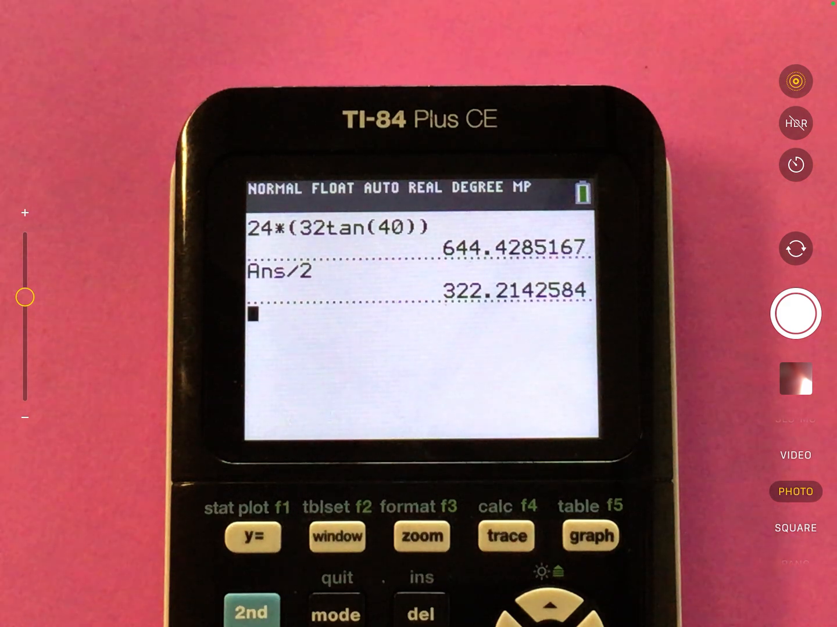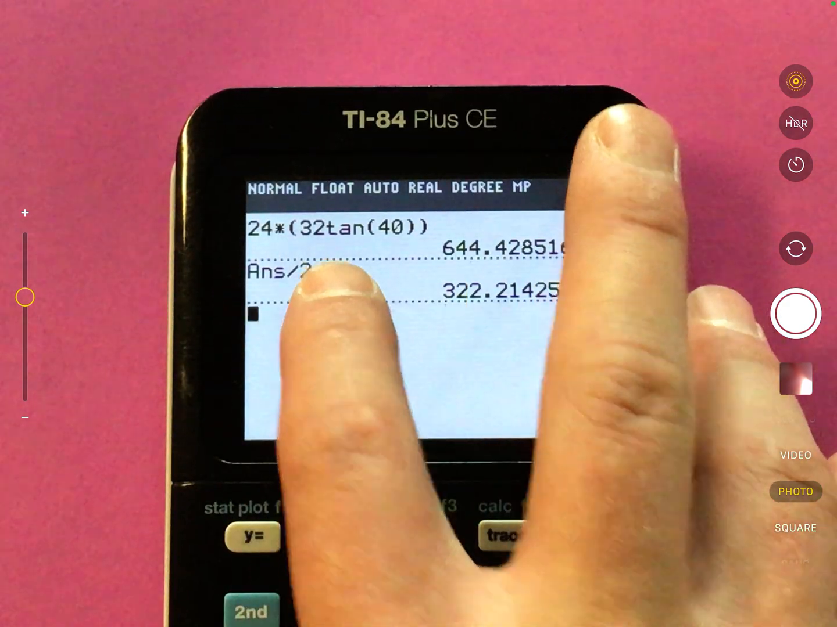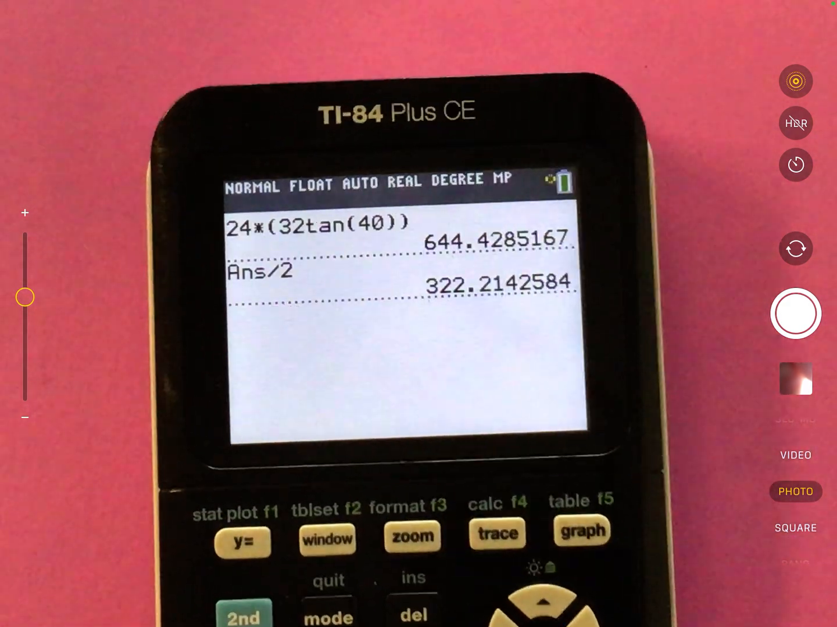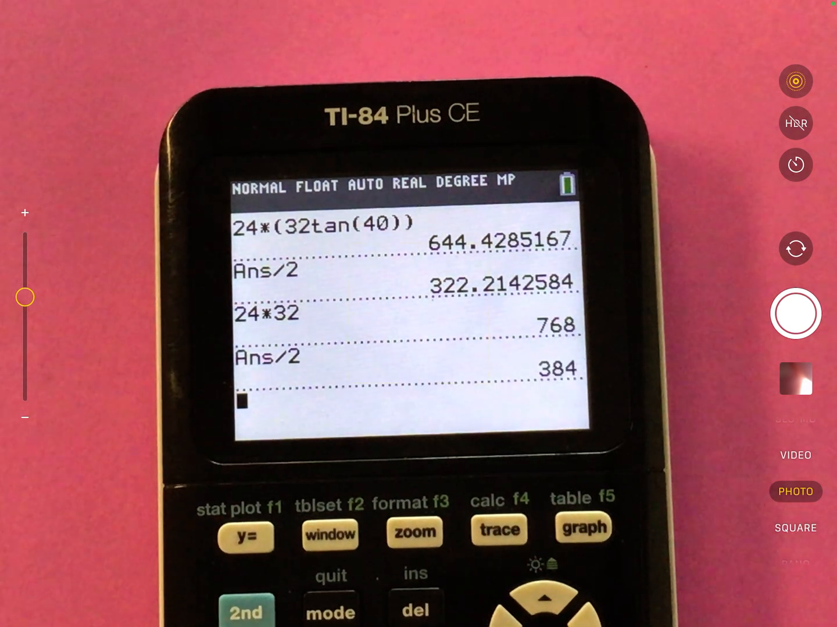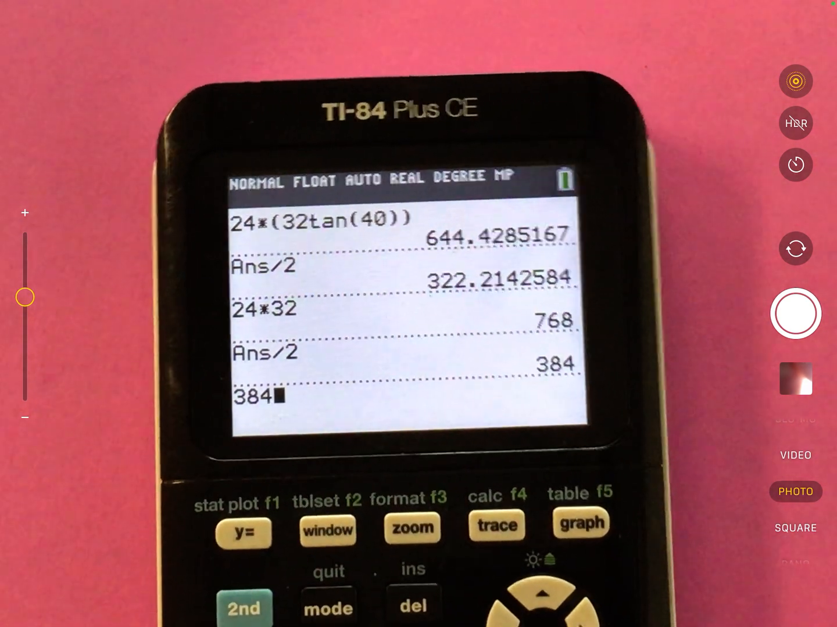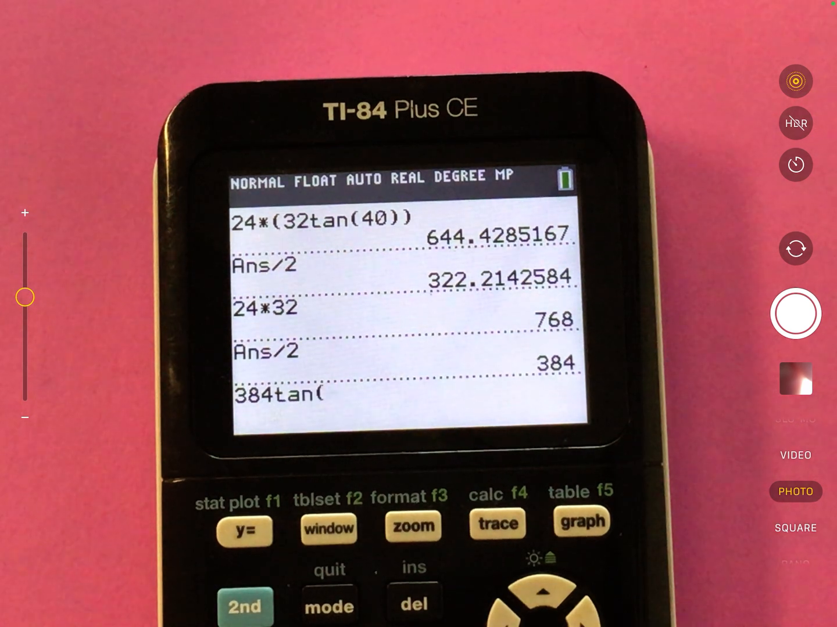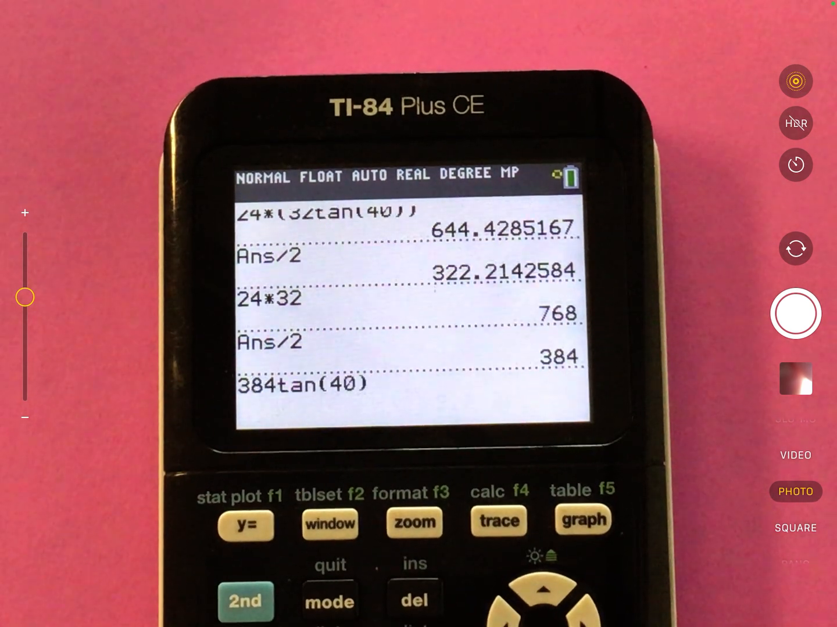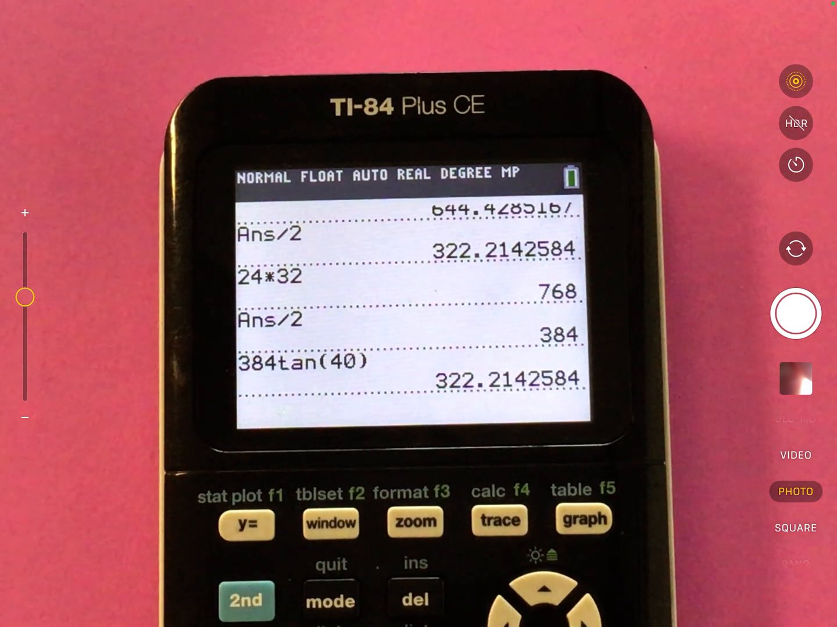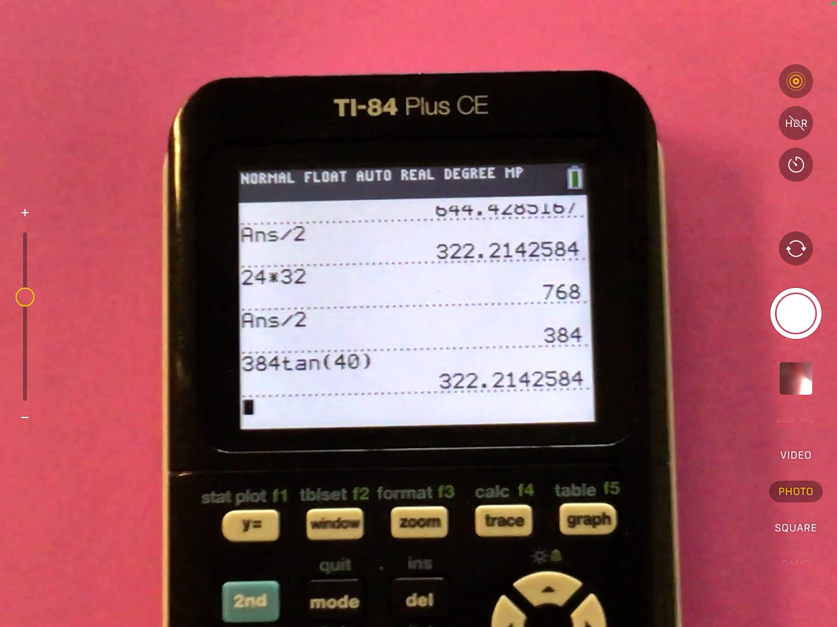If you wanted it exact, you would go 24 times 32, divide that by 2, and you're going to get 384 tangent of 40, and you're going to get the same exact thing. If you don't know what I did right there, just follow the first thing I did. Any questions? This is a learning target. You got to be able to do it. You round the last step, plug in your trig ratio and values to allow you to figure out your answer. That's all we got for today.